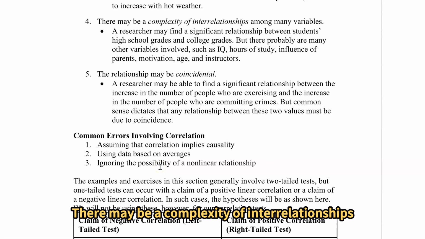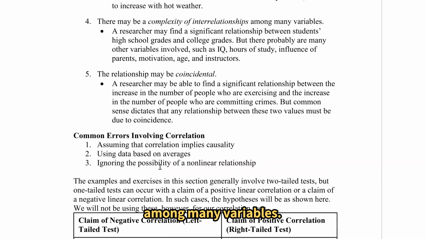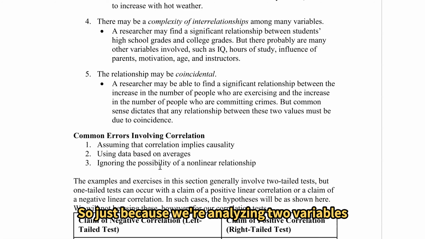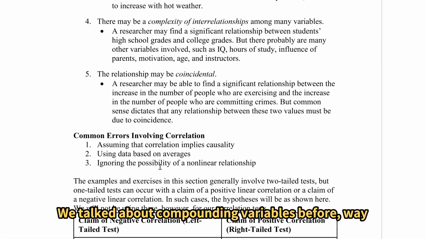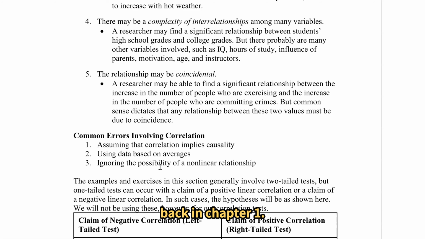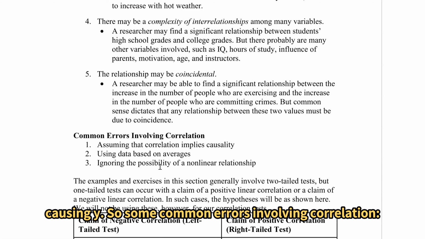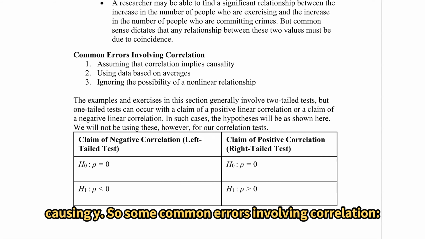There may be a complexity of interrelationships among many variables. So just because we're analyzing 2 variables doesn't mean that those are the only 2. We talked about confounding variables before, way back in chapter 1. There could be a situation where we have confounding variables that are causing other changes to happen than just X causing Y.